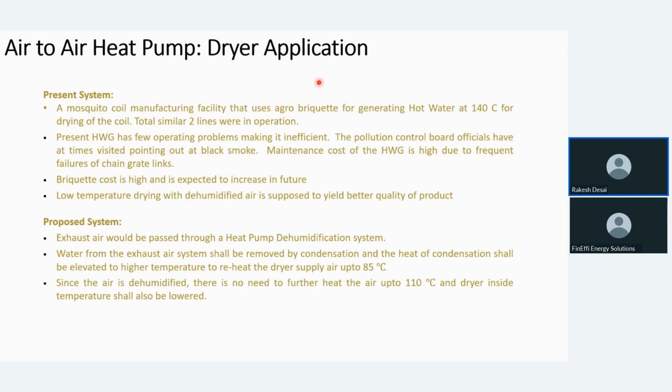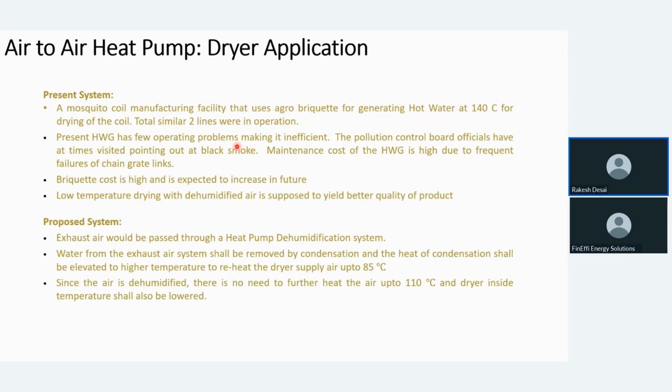We had studied one mosquito coil manufacturing facility that was using agro briquette for generating hot water at 140 degrees centigrade for drying the coil. This hot water was used for generation of the hot air, and similar two lines were in operation. Now this hot water generation was having some operating problem.